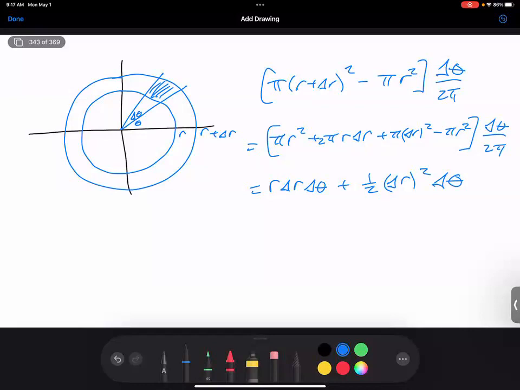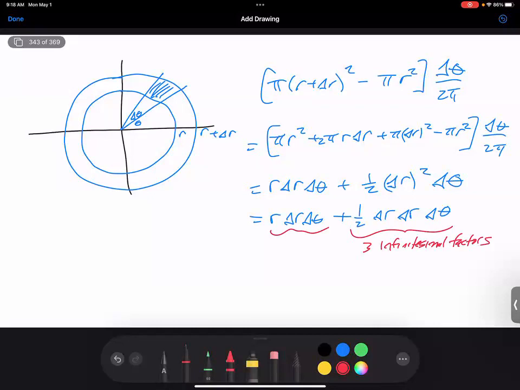What if I write it as the first is r delta theta, the second is 1/2 delta r delta theta. How many small factors does this have? So this has 3 infinitesimal factors, and this is just 2 factors.